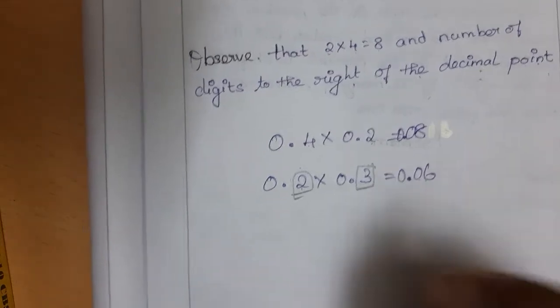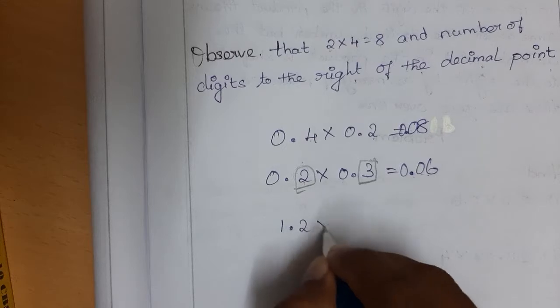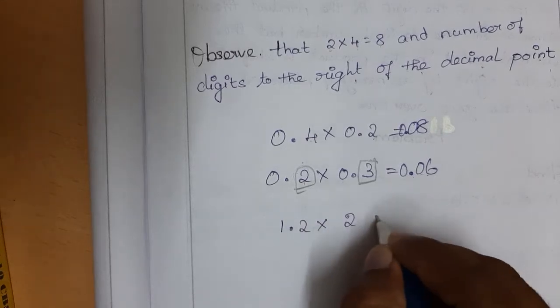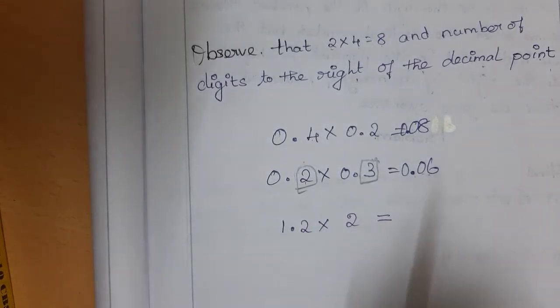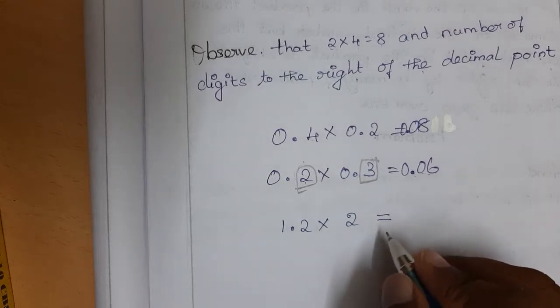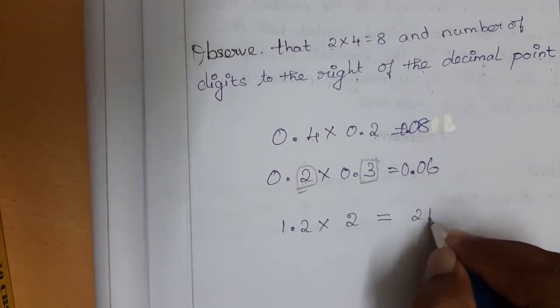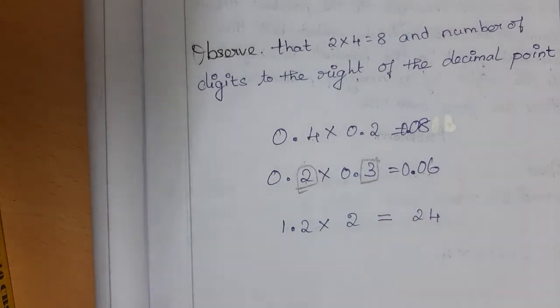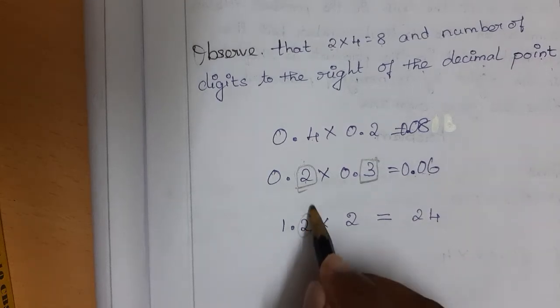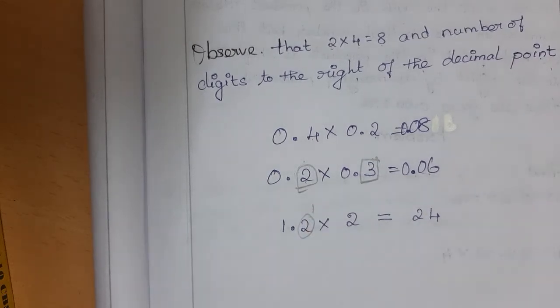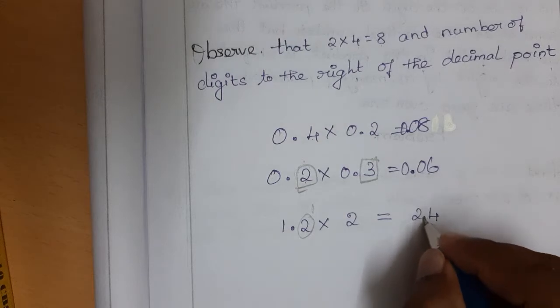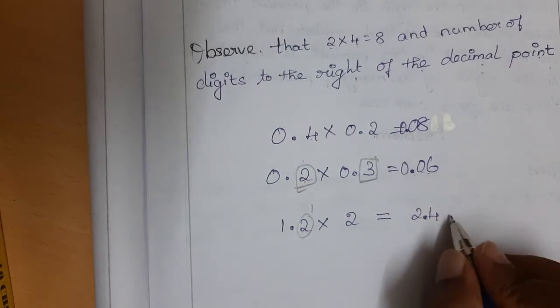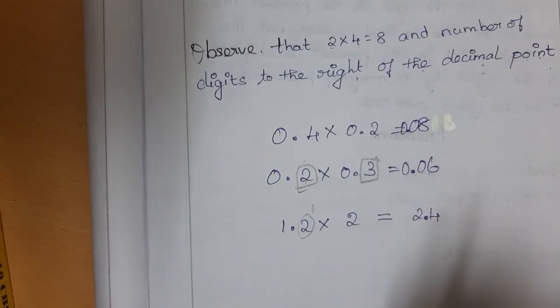One more example we can see, 1.2 into 2. Without the decimal, 12 2s are 24, right? Only one decimal digit is there. So from the right side it is 1, so 2.4. Make sure it's from the right side.